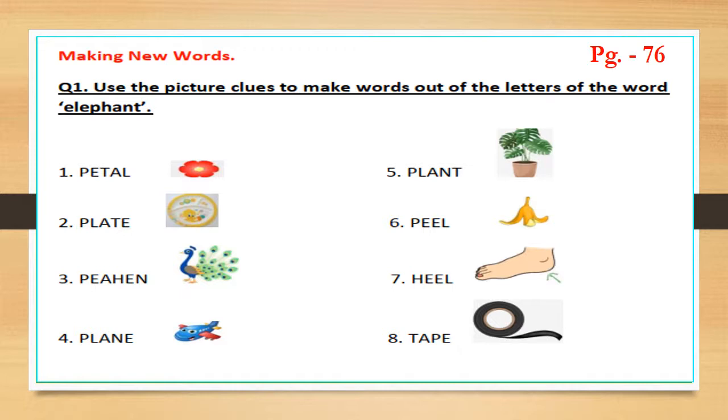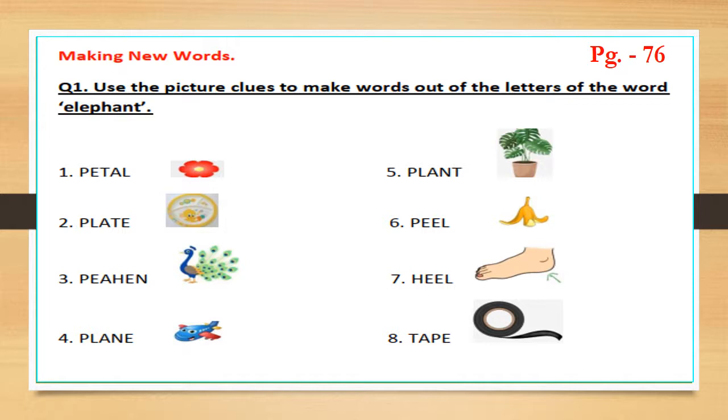Next number 2 is given the picture of plate. So we will write the spelling of plate. P-L-A-T-E, plate. Let's see number 3. Here is given picture of peahen. So write down the spelling of peahen is P-E-A-H-E-N, peahen.